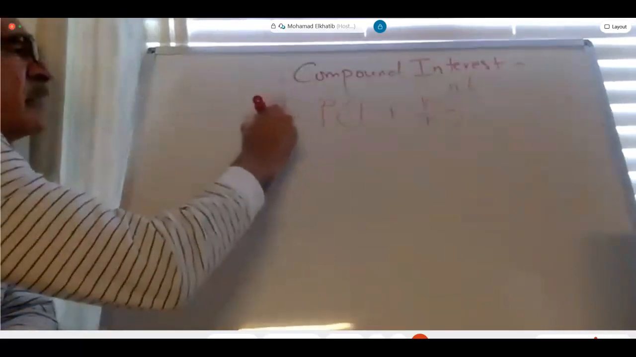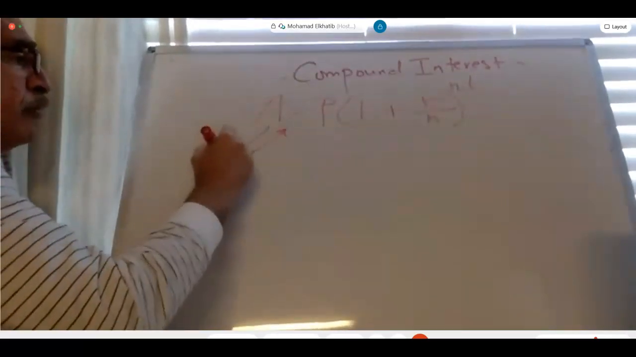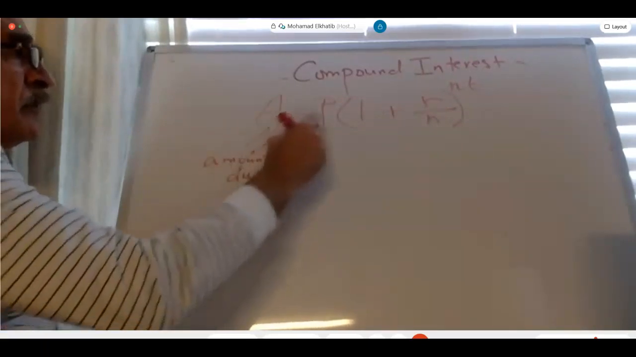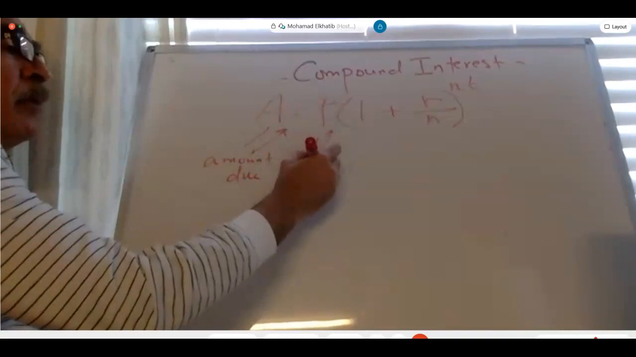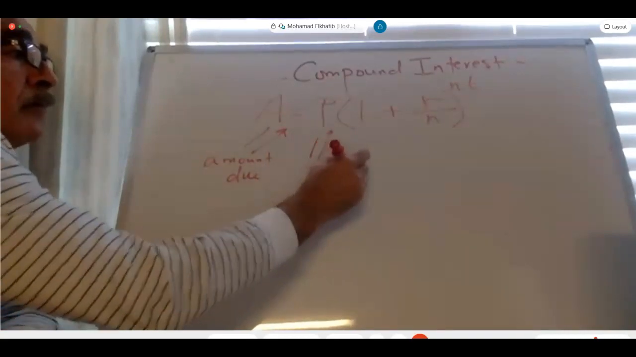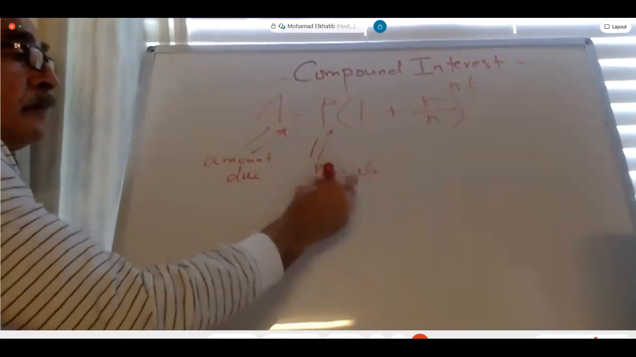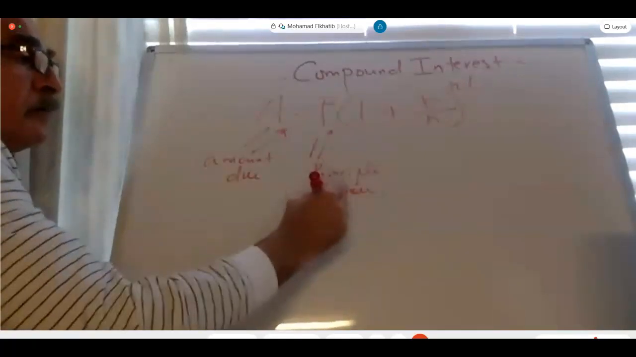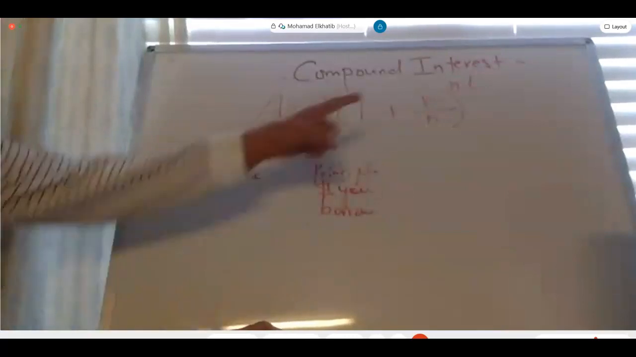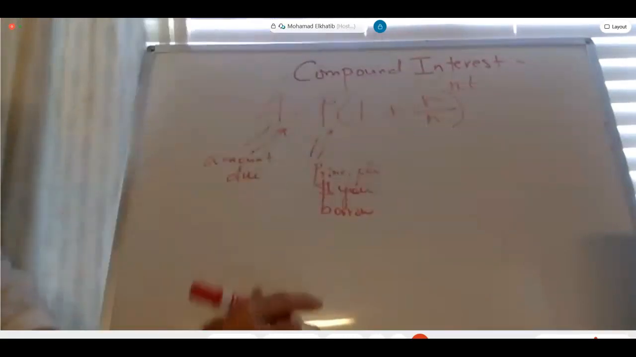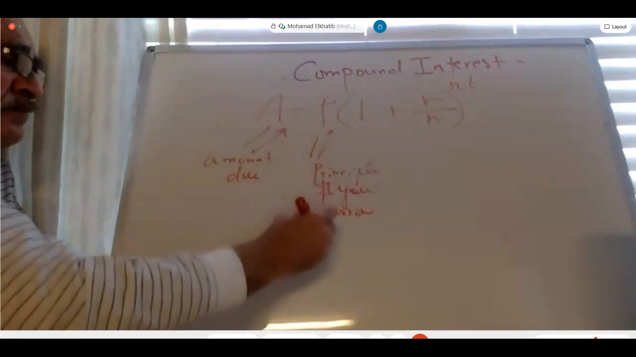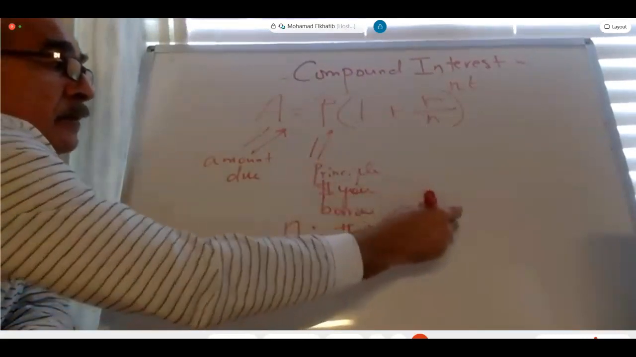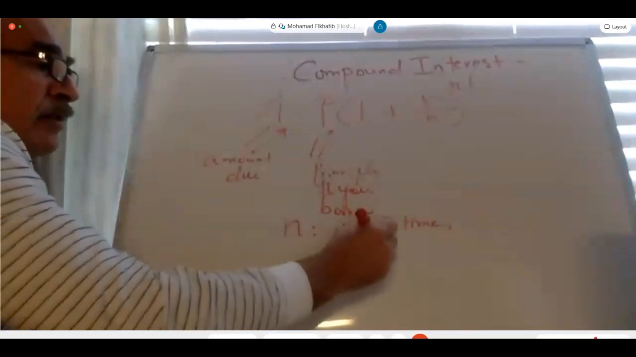A is the amount due. P is the money you borrow. We call it principal. That's the money you borrow. Of course, R is the interest rate and T is the years, you know that. But what about N? N is the number of times the interest is compounded.